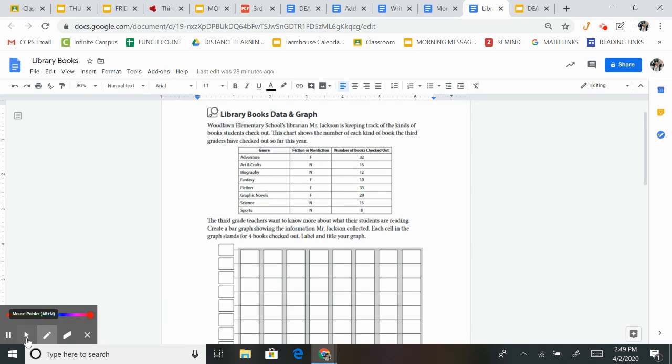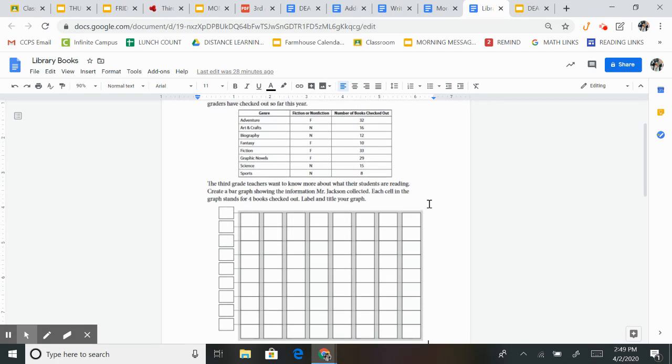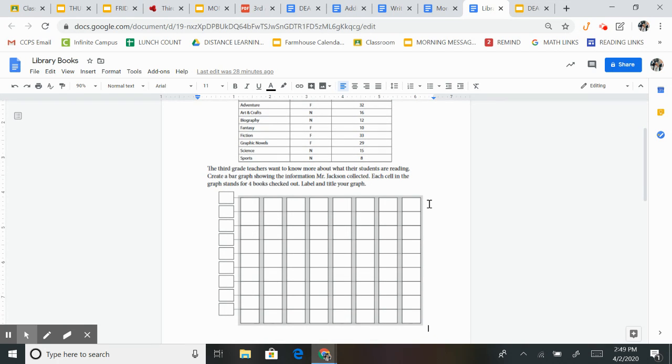Now, what we want to find out is what are we going to be graphing using this table? Well, it says the third grade teachers want to know more about what their students are reading. Create a bar graph showing the information Mr. Jackson collected. Each cell in the graph stands for 4 books checked out. Label and title your graph.